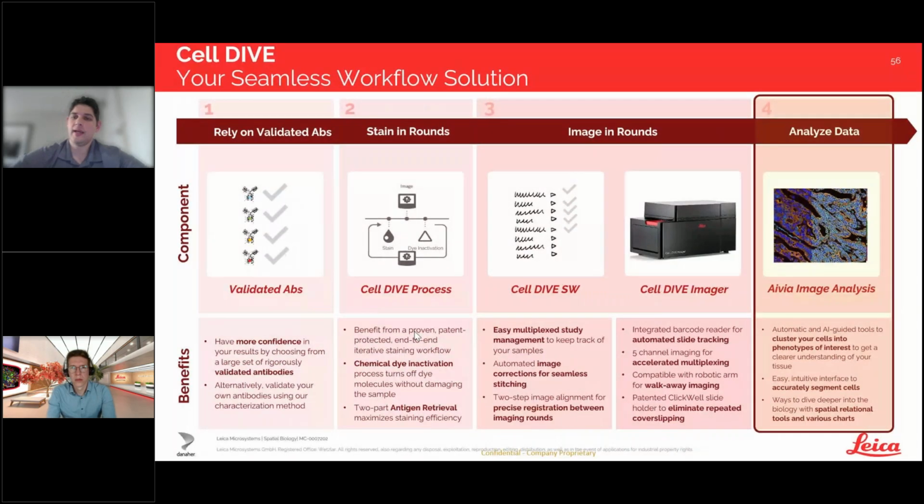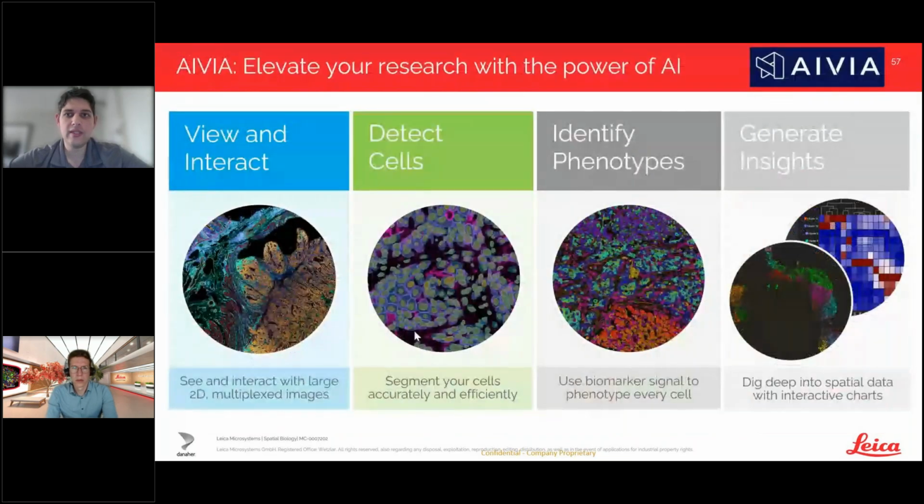It features automatic and AI-guided tools to cluster cells into phenotypes of interest to get a clearer understanding of the tissue. It has an easy, intuitive interface to accurately segment cells, and it offers ways to dive deeper into the biology with spatial relational tools and various charts. So using Avia with these large multiplexing data sets, you can view and interact easily with these data sets. You can detect individual cells accurately and efficiently. You can take those cells and actually use the biomarker expression data you've collected to phenotype every single cell. And then with that phenotypic data, you can generate insights and dig deep into the spatial data with interactive charts.